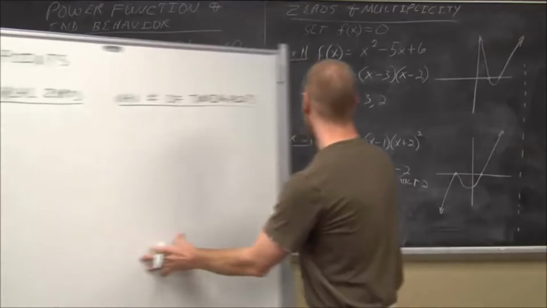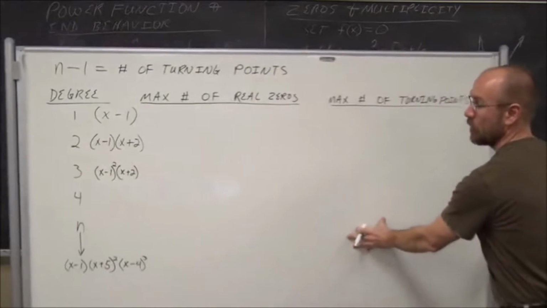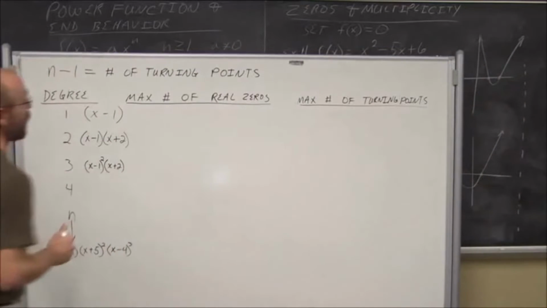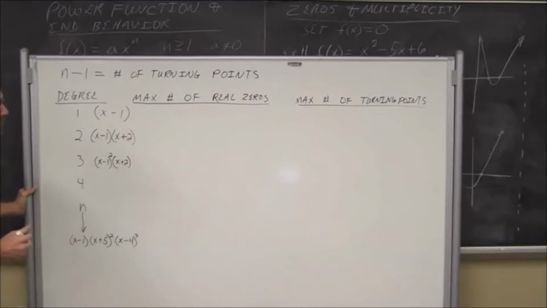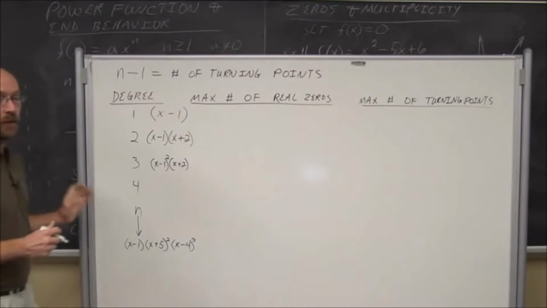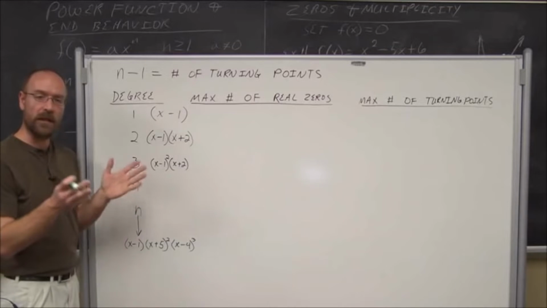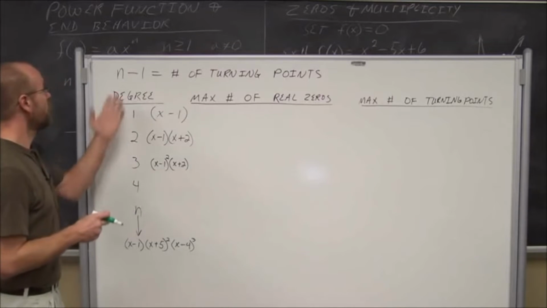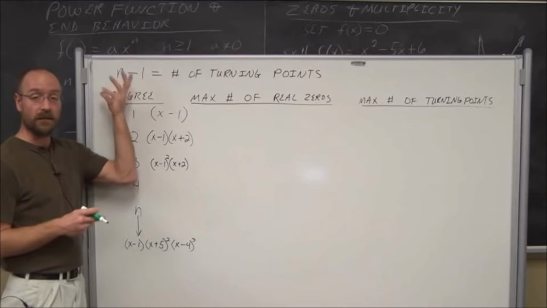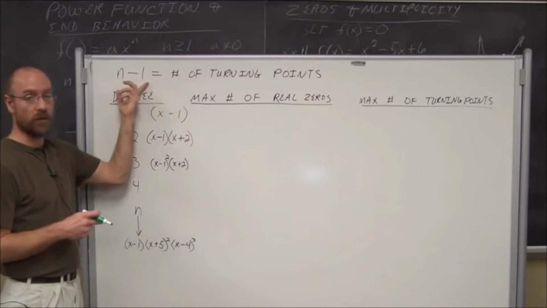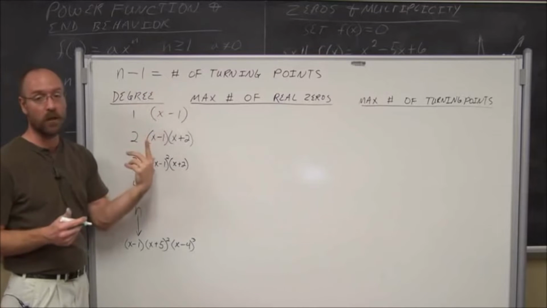Now, one thing we saw in the previous example was something called turning points. And we haven't defined it yet, but we're about to. The degree of a polynomial actually tells us something about the behavior of that polynomial in between our zeros. N minus 1, where n is that highest power of the polynomial, if I subtract 1 from it, it will tell me the number of turning points.